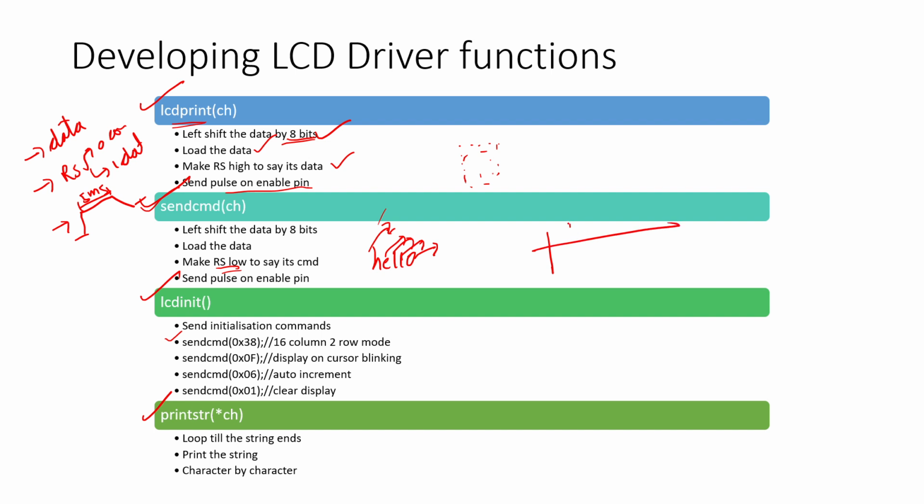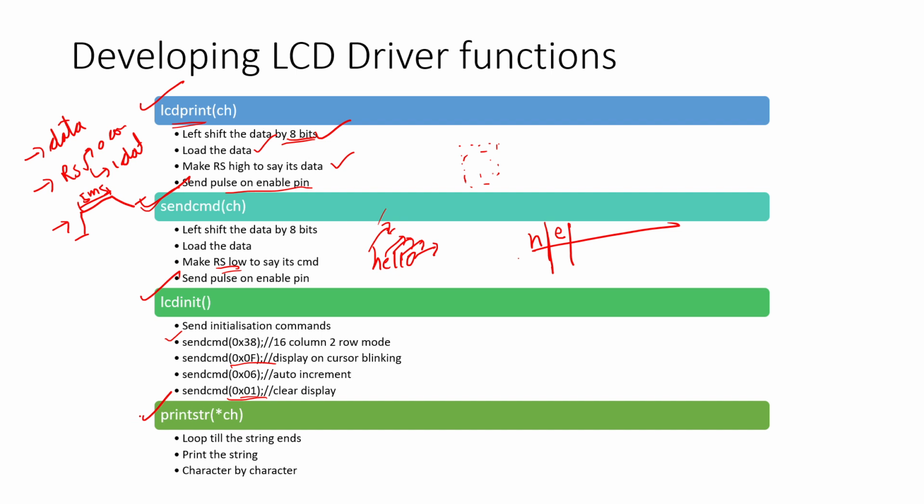That is, if you have a 16 cross 2 LCD, if H is coming on the first register, E should come in the second register. For the cursor to move to the second register, we can't keep on telling the cursor every time, right? So we just keep it in the auto increment mode. Whenever the data comes, it will automatically increment to the next register and display the string or character that we are sending. And next is 0x01, which is nothing but clearing the display.